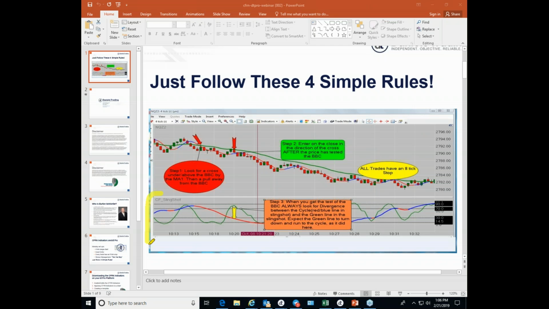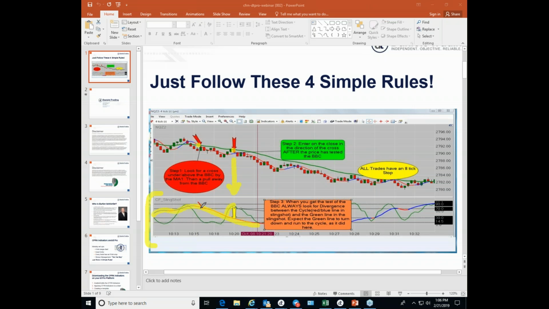Now, once 1 and 2 are activated, our eyes gravitate toward the slingshot, which is the oscillator portion of the trade. And the trade really exists down here, because here's how it works. More buzzwords here. The red and blue line inside the slingshot is referred to as the cycle. The green line pulling away is referred to as the green line. Nothing fancy.